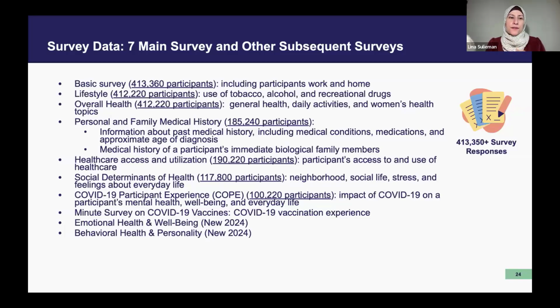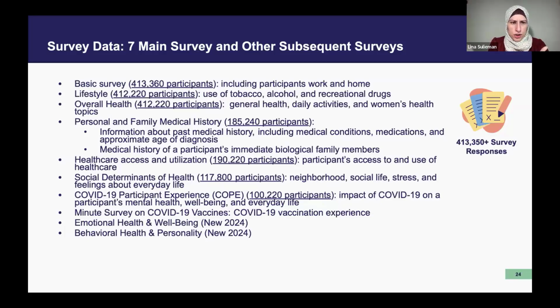Okay. So the first kind of data type that we'll be talking about is the survey data. Again, as we mentioned, we have 7 main survey data. By main, I mean at least 6 of those surveys have been created since the beginning of the program. There have been some changes, but we sent those surveys to the participants in order to fill them out.